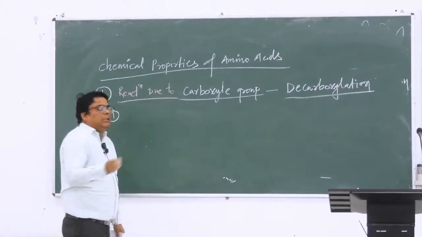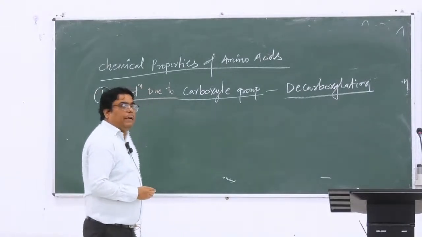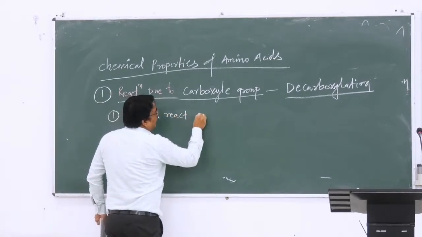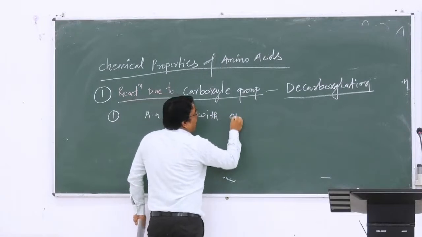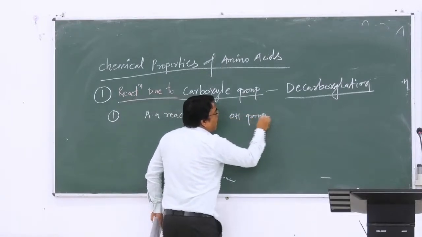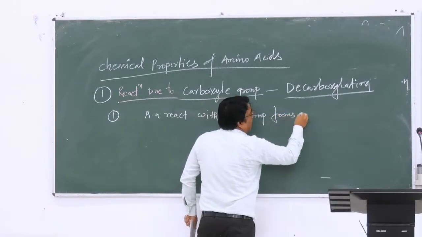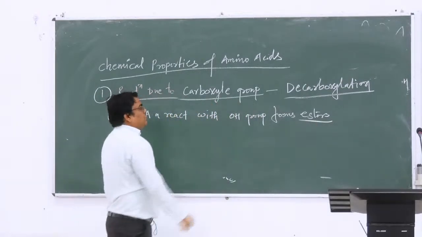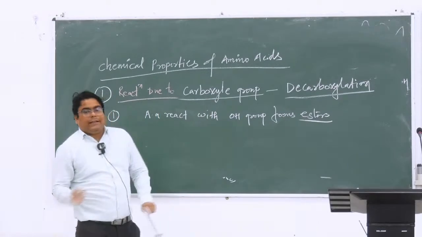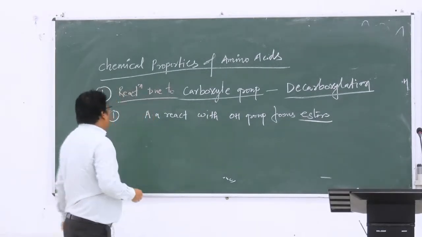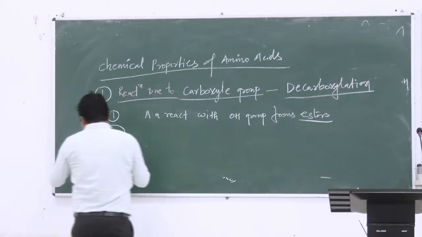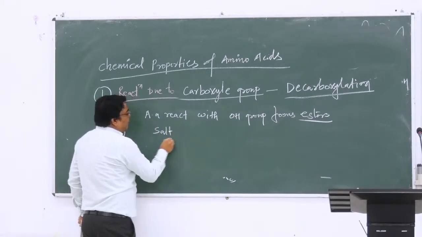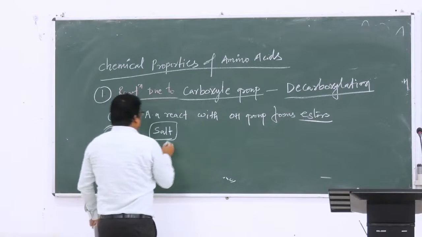If the carboxylic group of an amino acid reacts with an alcoholic group, OH, it forms esters. This is the first reaction of the carboxylic group. Okay. The second one is, if the carboxylic group reacts with an alkali, it forms a salt.